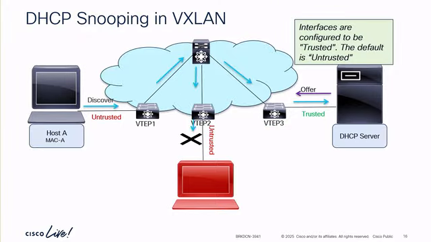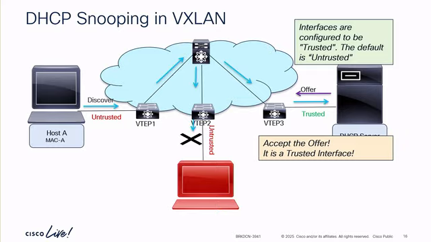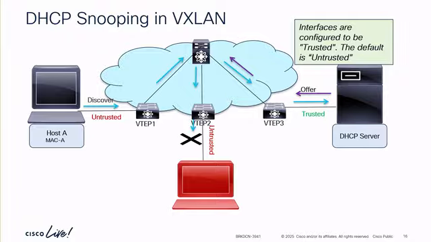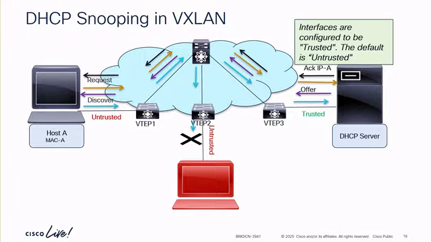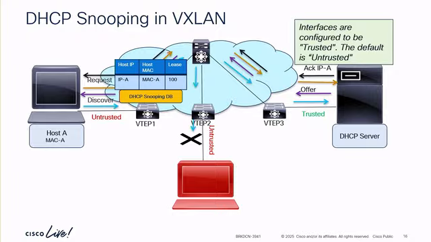So now that that is done, the offer comes from the DHCP server. And what does VTEP 3 do? It snoops the packet, ensures that the offer has come from a trusted interface, and only after that it forwards it over the VXLAN fabric. The offer comes all the way back, as it should, and the request comes from host A, and it goes all the way back to the DHCP server. The acknowledgement comes from the DHCP server, and at the end of it, DORA transaction is complete. Our host got its IP address from the DHCP server, even though they were far apart, unlike the primer.